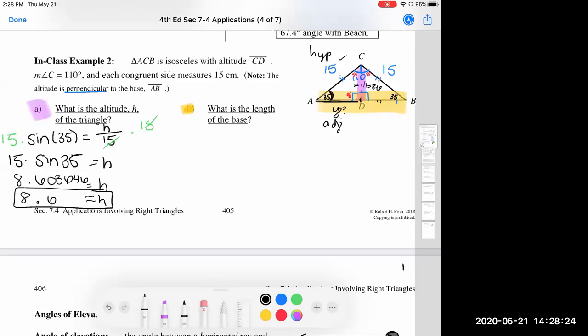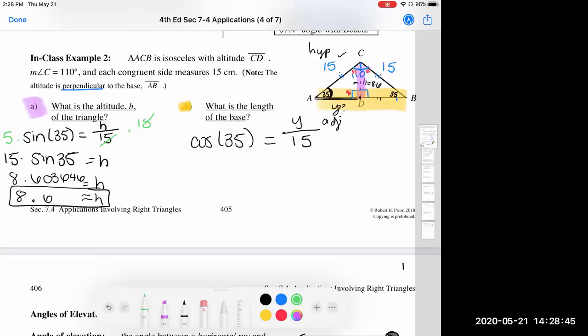That gives you cosine or secant, right? It would just be the flip of that. So we can do cosine of 35 is equal to, cosine is adjacent over hypotenuse. Adjacent would be y, and hypotenuse would be 15. All right, we do a little bit of algebra to get y by itself. Times 15, and the 15 is now gone. So we're left with y equal to 15 times cosine of 35.